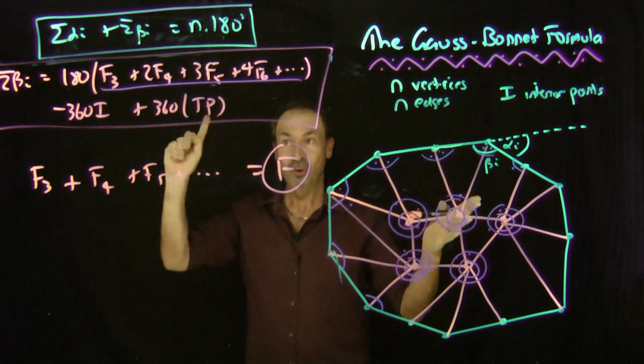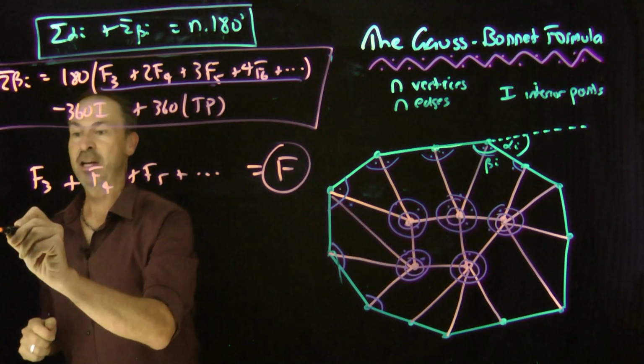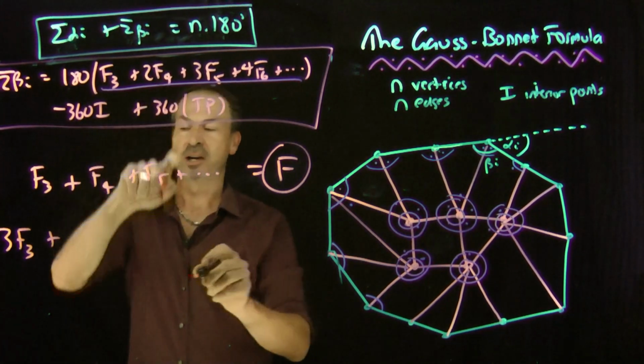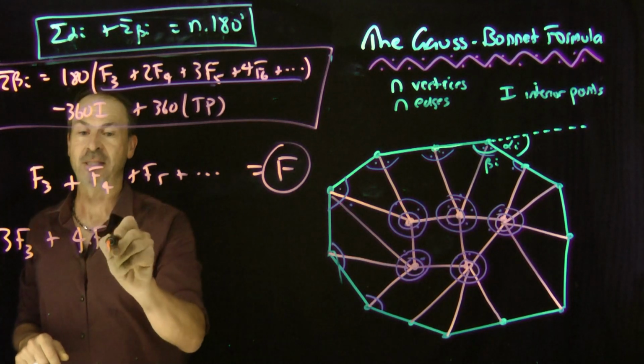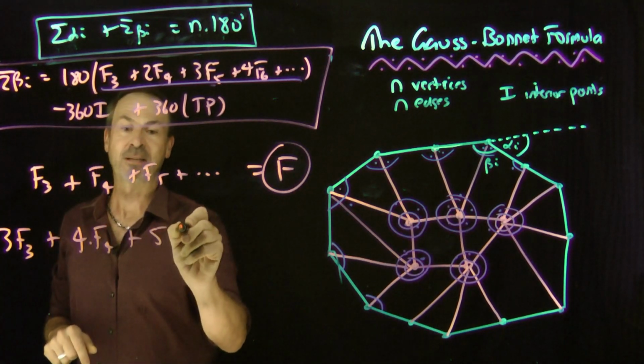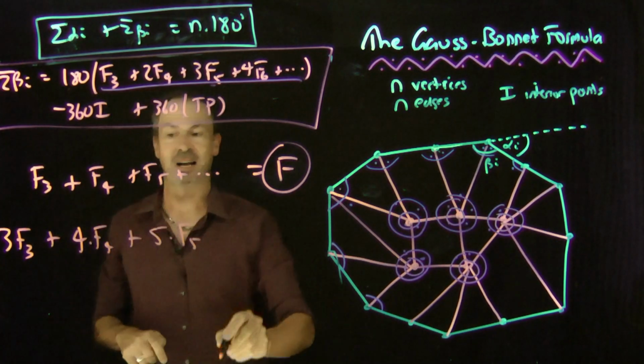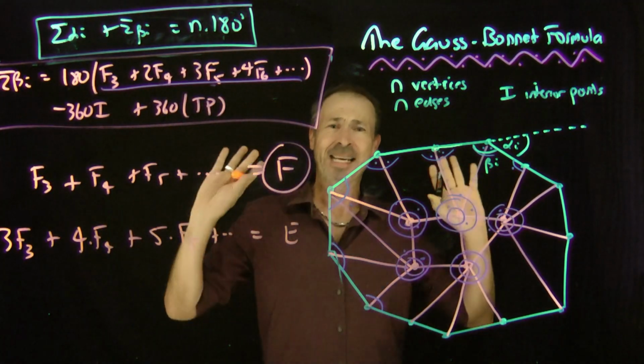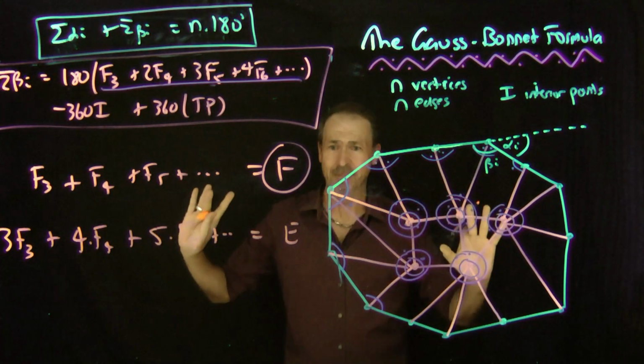So actually, I do know this, that each triangle gives 3 edges. So I've got 3 edges f3 times. Each 4-sided shape gives 4 edges. I've got 4 edges f4 times. 5-sided shapes get 5 edges. I get 5 edges f5 times, and so on. Is that the total number of edges in the picture? Except it isn't. It's not quite right.